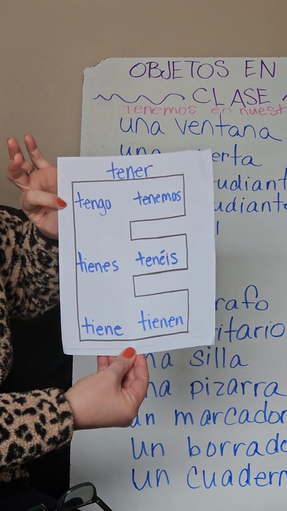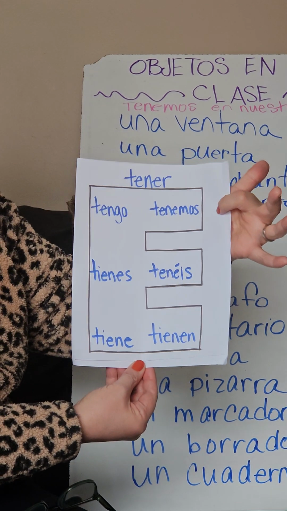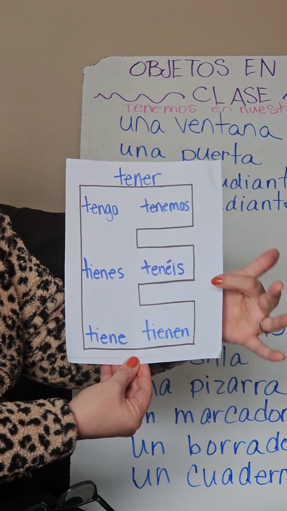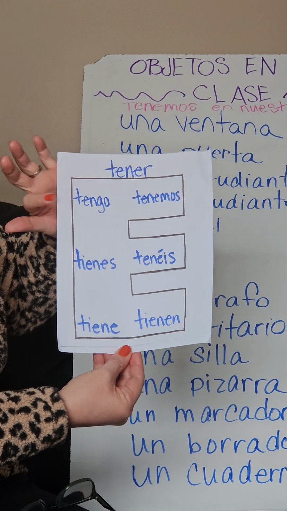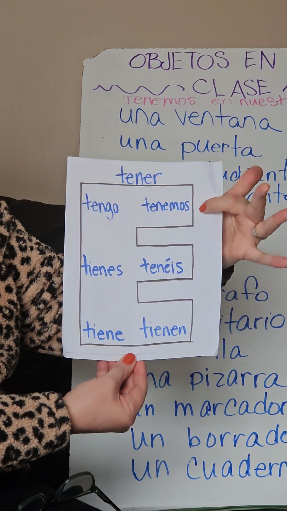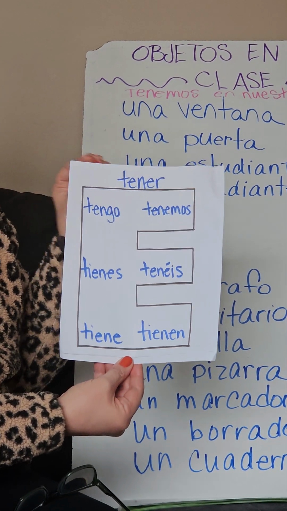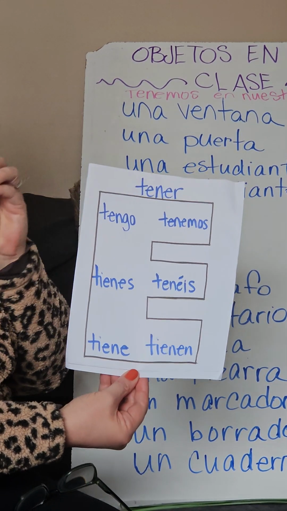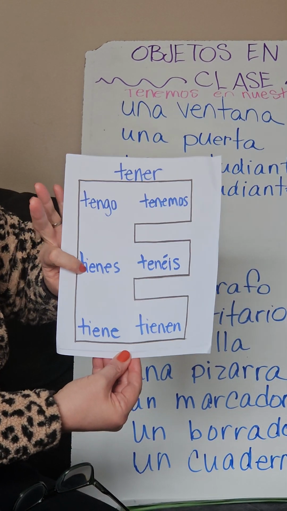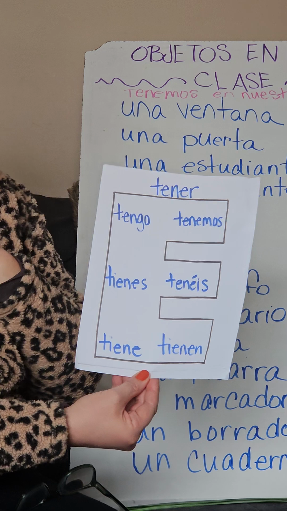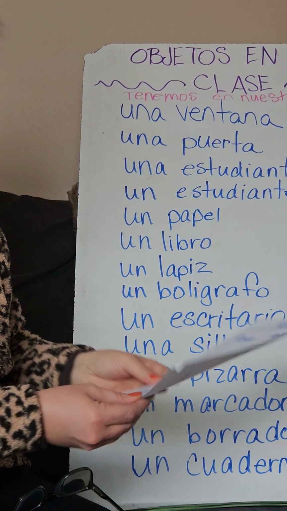Tener, tengo, tienes, tiene, tenemos, tenéis, tienen. And of course that means to have. I have, you have, he has. We have, y'all have, they have. And you should know how to spell that because you know how to pronounce it. When you pronounce it, you can't misspell it because you hear the extra I in there when you say it. So in order to say we have, we say tenemos, we have.